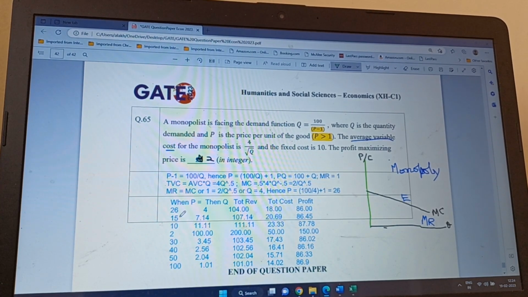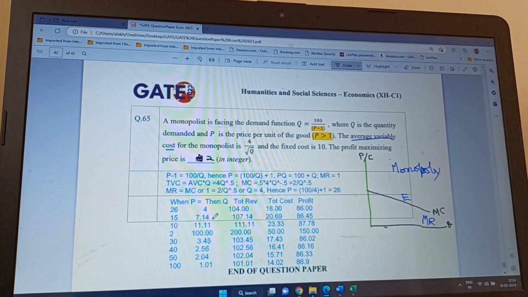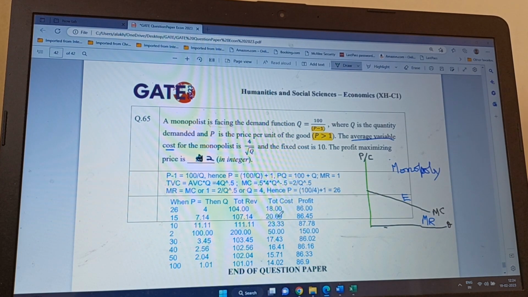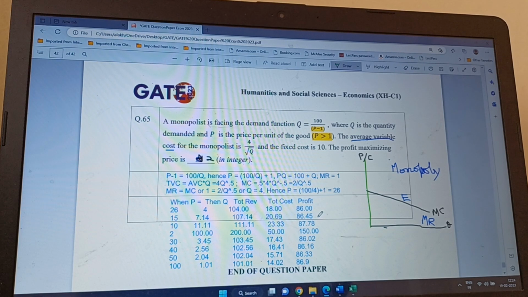Now I reduced it to 15. And then I see that when P is 15, Q is 7.4, revenue increases from 104 to 107, cost also increases, and total profit increases by 45 cents. So actually, this 26 is the point of minimum profit. It is not maximum profit. So here the MR equals MC thing doesn't work.